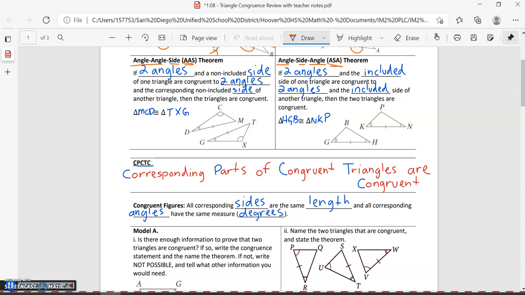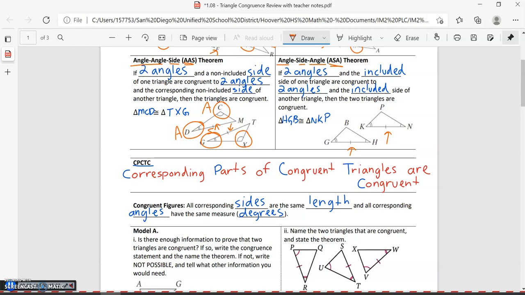So let's go back to the first one. We have a single line for angle here, single line for angle there. Then a double line, congruent to double line. And then we notice on the outside of those two angles is a side that is equal to one another. So it's going to be angle, angle, and then side. And then finally, this one, we have the side that's in between the two angles.